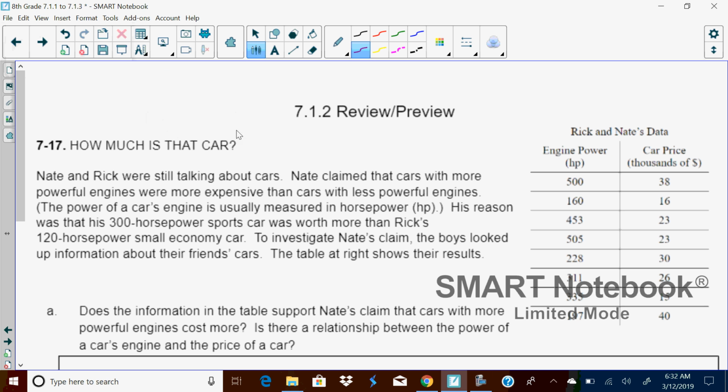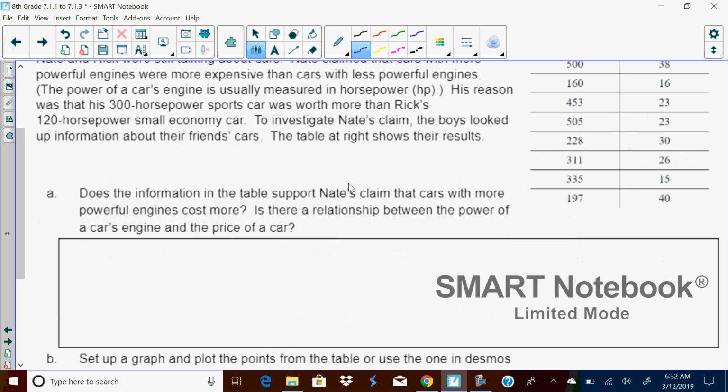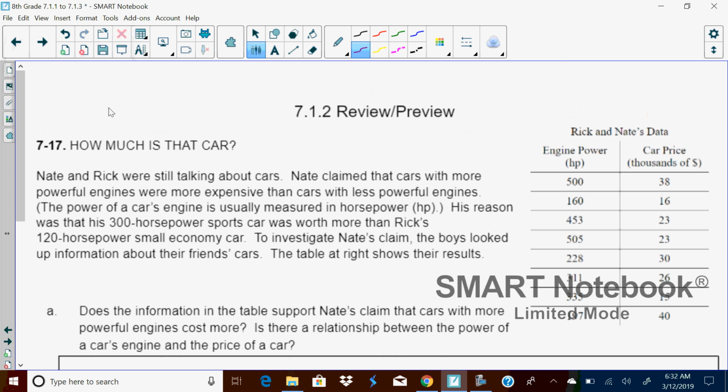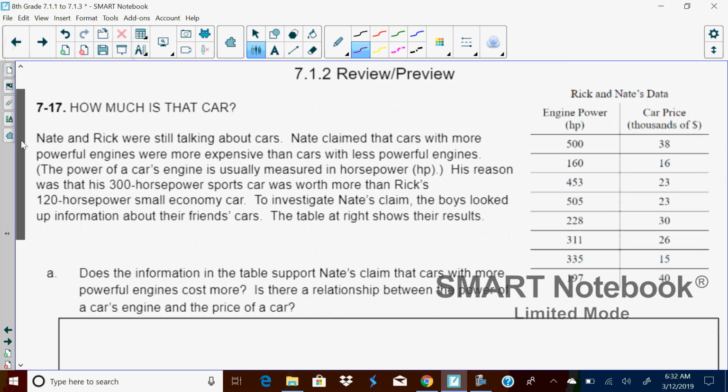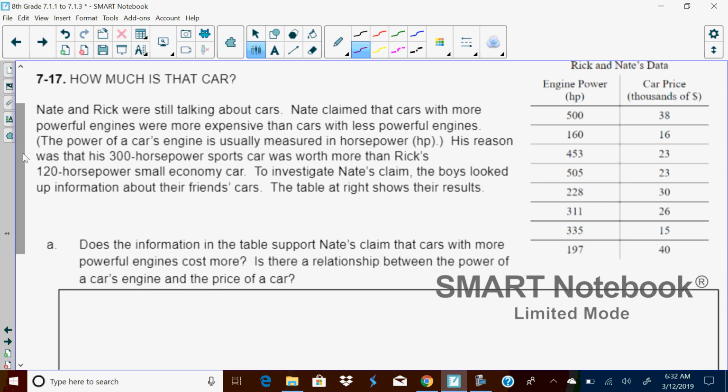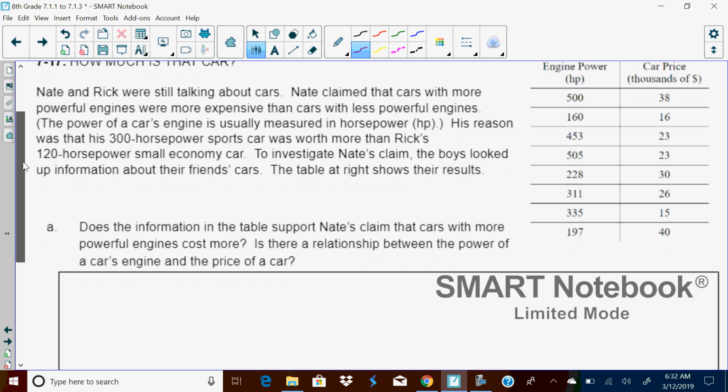Okay, here are the answers for the 712 review preview. So Nate and Rick are still looking at cars. They're talking about cars with more powerful engines being more expensive than cars with less powerful ones. So they did a survey. Does the information in the table support his claim? The answer is no. There are some cars that are less expensive with more horsepower, or some cars that are more expensive with more horsepower. So the answer is no.